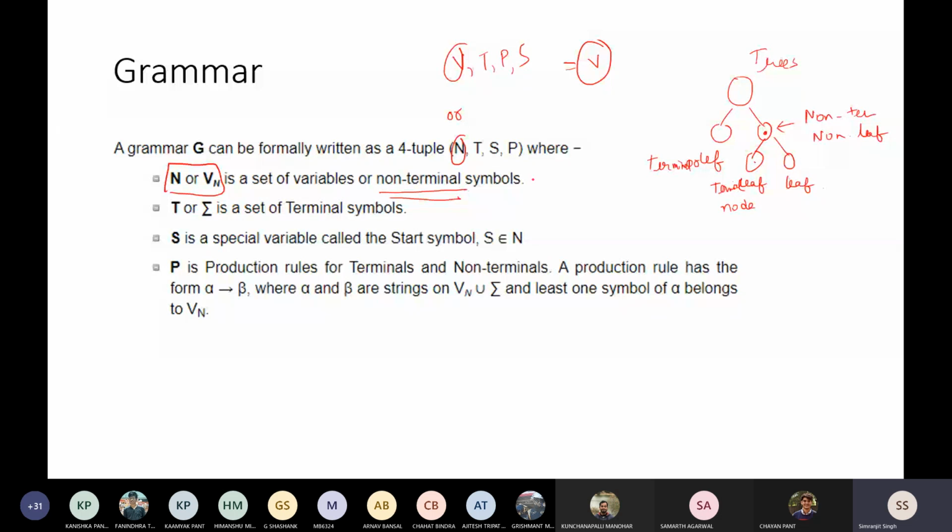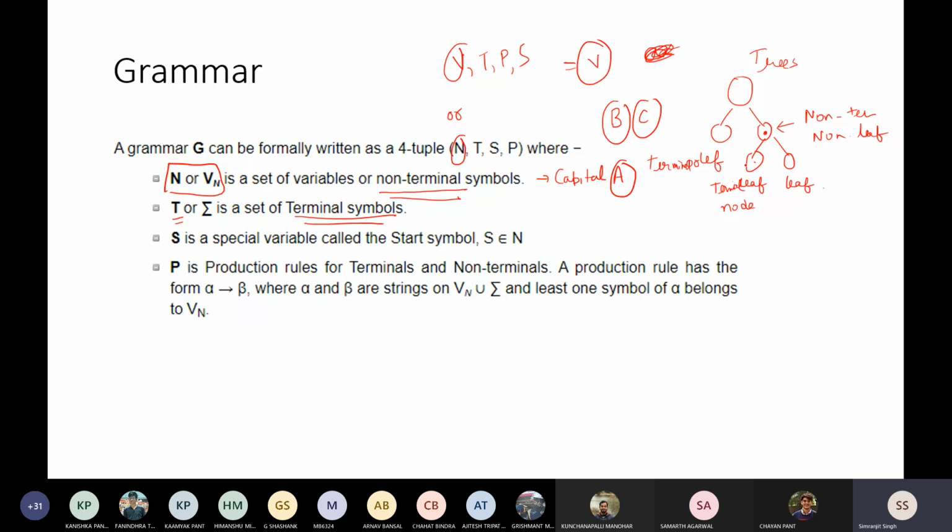Non-terminal symbols are the capital symbols. Keep that in mind. Non-terminal symbols are all the capital symbols. Capital means A, B, C. So if it is a small a, it is not a non-terminal symbol. Keep that in mind. Now the second one is T. T is also called a terminal symbol.